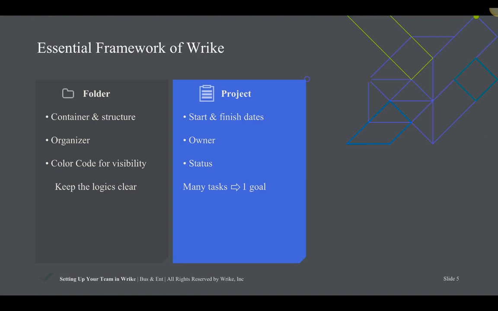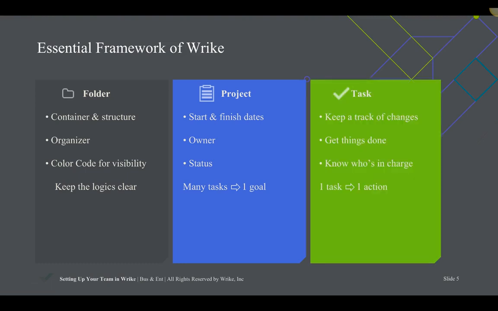Next is a project. Project is a type of a folder, and you can identify it by this clipboard icon right next to it, and it has more advanced attributes to it, which is start and finish dates. You can select an owner or multiple owners, and also you can have status of the project. And remember, many tasks, one goal, one project.